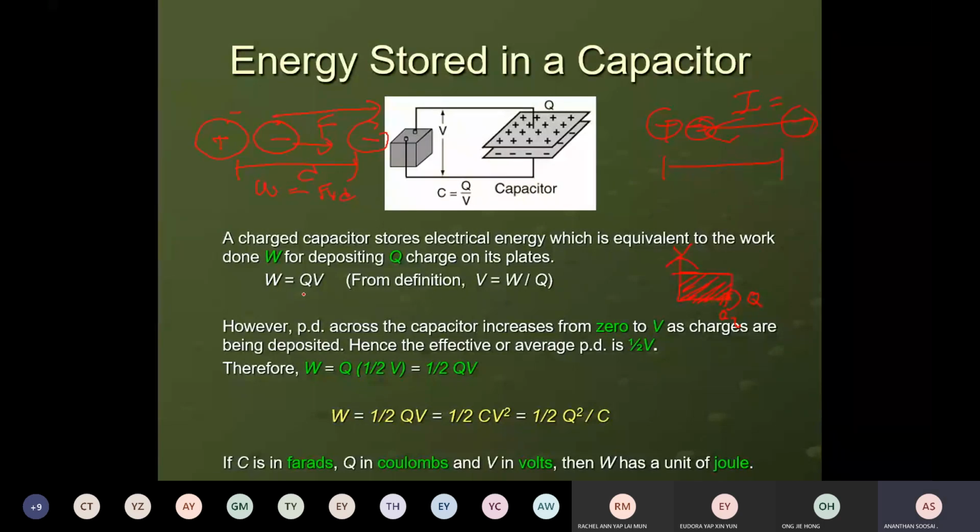So work done is QV, Q times V, since voltage is constant, from the definition of voltage as work done per unit charge. But when this energy is transferred to a capacitor, how does the V versus Q graph look for a capacitor? Is it a flat line?